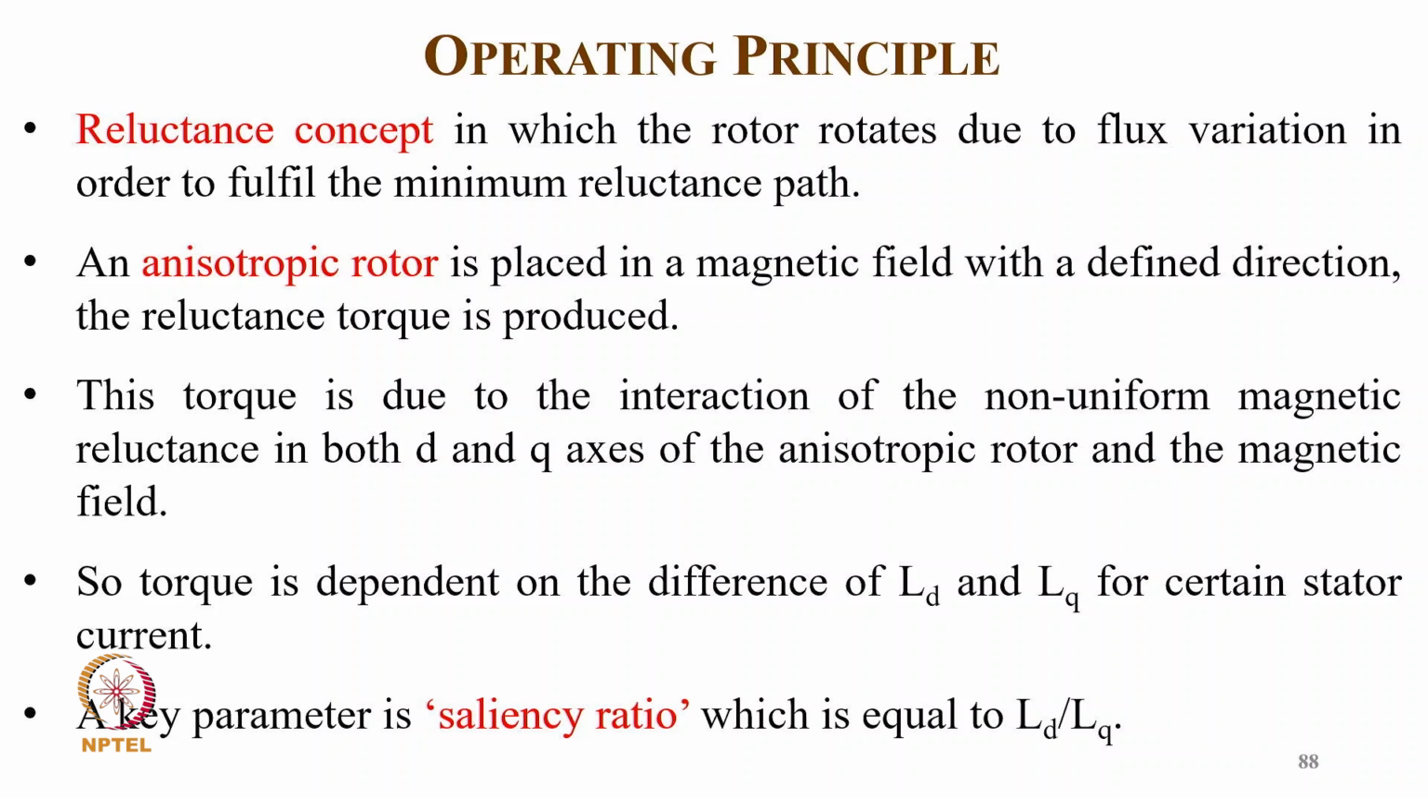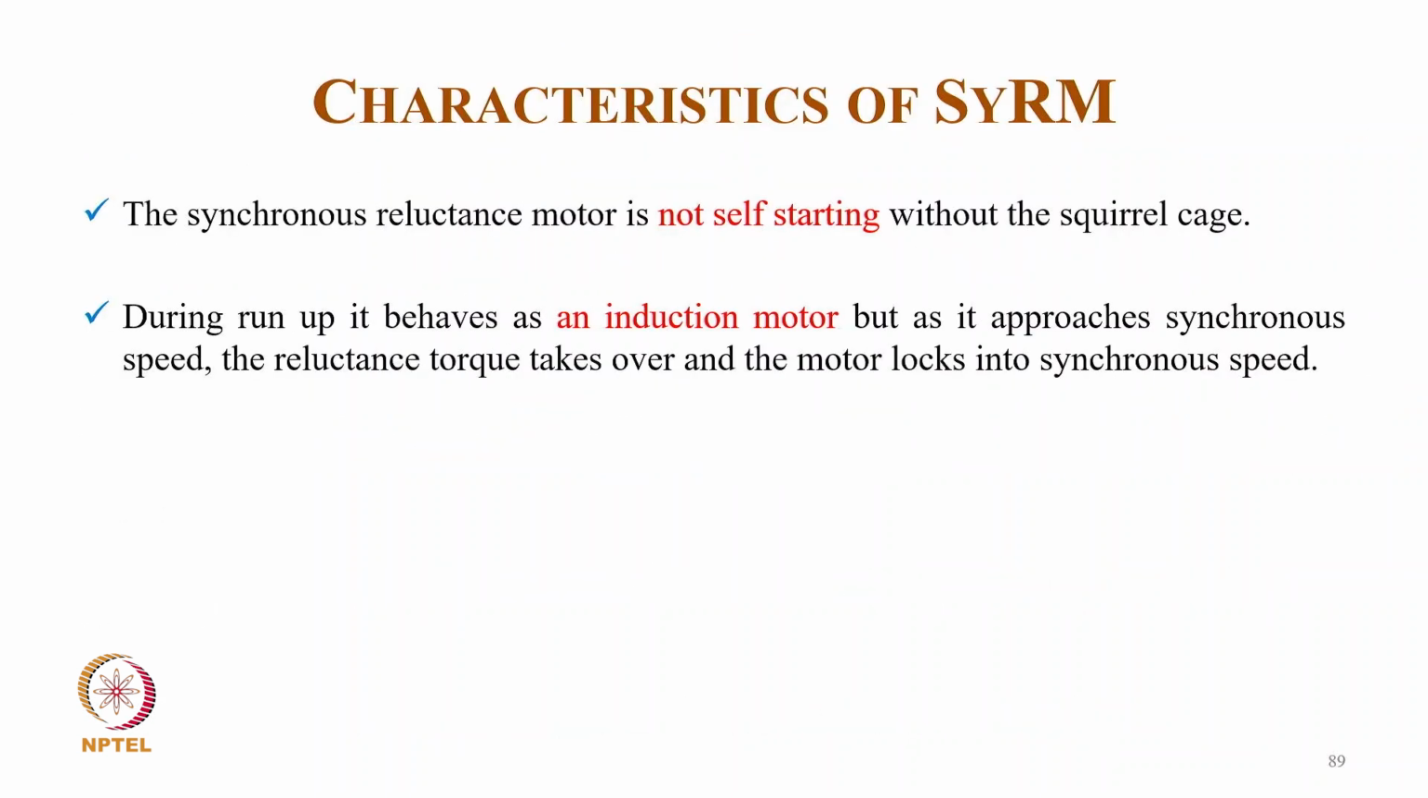Now coming to the operating principle, the reluctance concept in which the rotor rotates due to flux variation in order to fulfill the minimum reluctance path. An anisotropic rotor is placed in a magnetic field with a definite direction. The reluctance torque is produced, and this torque is due to the interaction of the non-uniform magnetic reluctance in both D and Q axis of the anisotropic rotor and the magnetic field, and so torque is developed dependent on the difference of Ld and Lq for a certain stator current, and a key parameter is the saliency ratio, which is equal to Ld upon Lq.